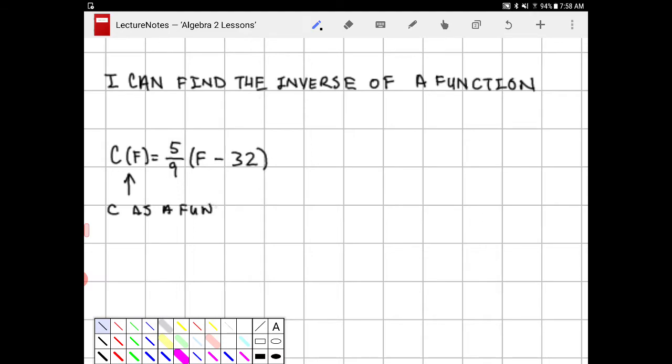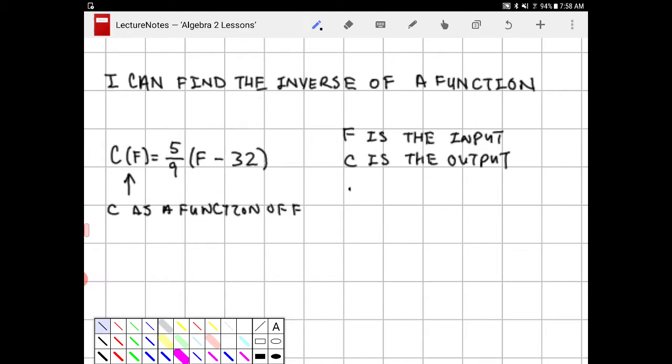What this means is that F, the temperature in Fahrenheit, is the input, and C is the output. So whatever I throw in for F, in return I'm going to get a temperature C in degrees Celsius.